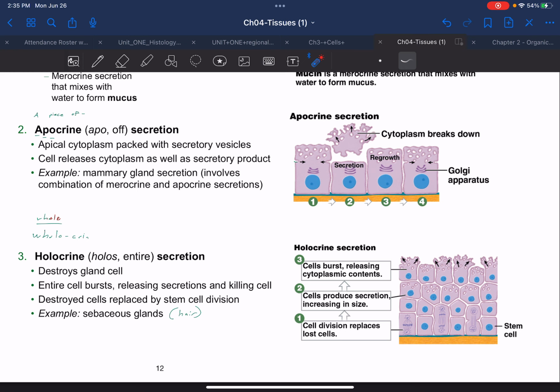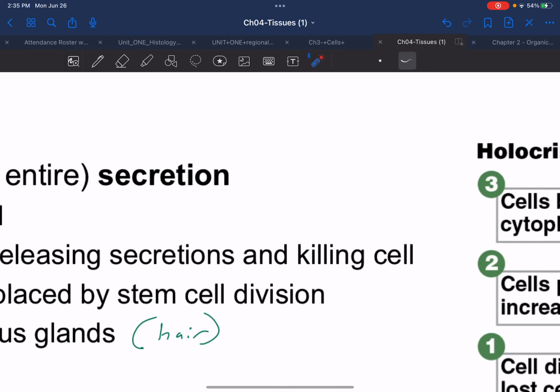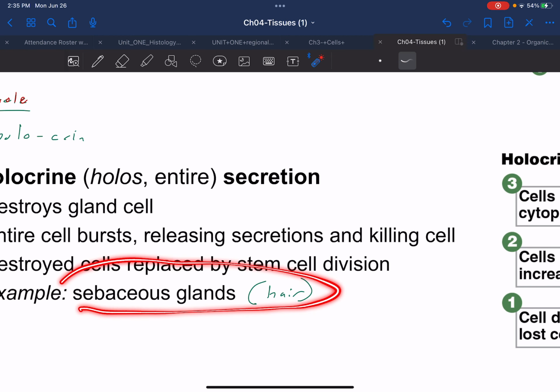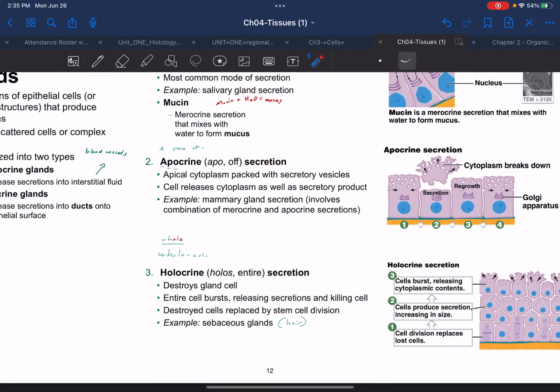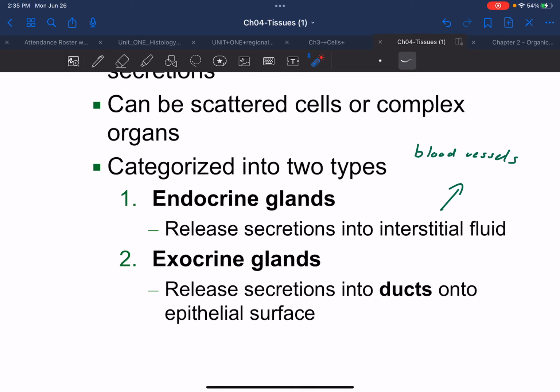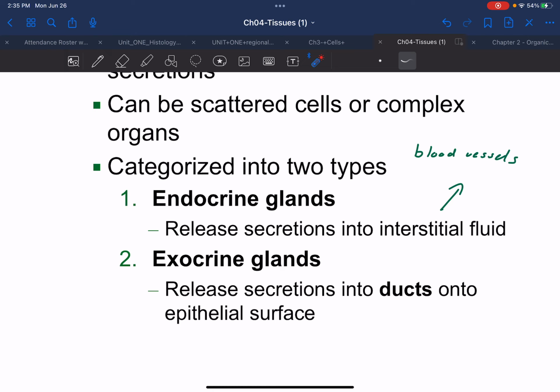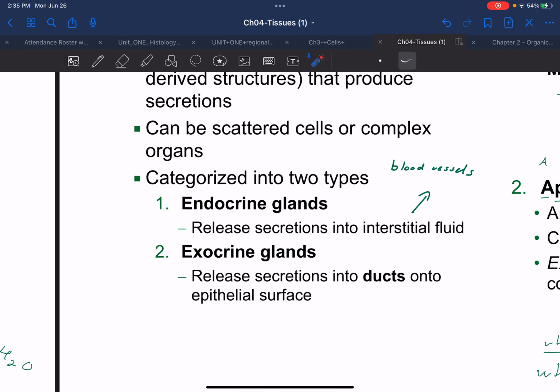We'll see actual locations of them tomorrow. We'll discuss that. Like sebaceous, these are for your hair, if you want to just get a jump on that. Sebaceous glands are the ones that secrete oil onto your hair. And do not forget, endocrine places things into blood vessels typically. We're just going to keep it simple. Blood vessels or in the fluid outside so that it travels wherever it needs to. Typically, it ends up wanting to go to the blood vessels. And exocrine, right out of the ducts of those glands.